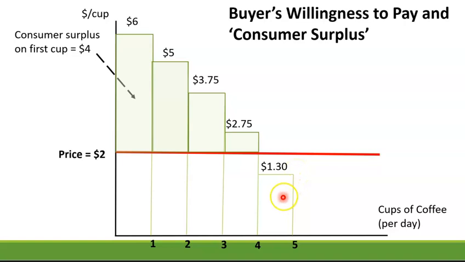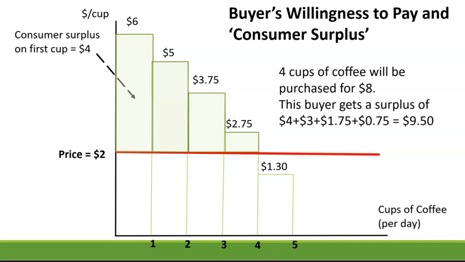What we can do is just add up those green areas and come up with a dollar figure, so we can say how much surplus this person had. We can do exactly the same thing with the market demand curve. So what I've been looking at here is just the demand of a single individual for a particular product.